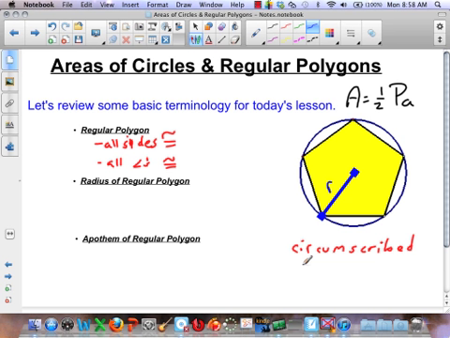Okay. So when we think about the apothem of a polygon, it is the segment from the center to the side of the polygon. And it has to be perpendicular to the side of the polygon. And so that is our apothem. How do you spell that? Right there, Sam.